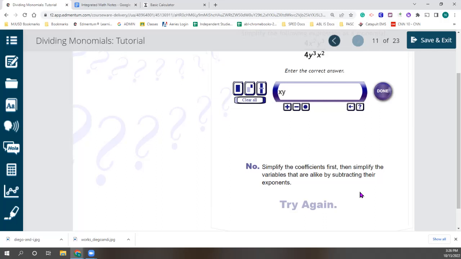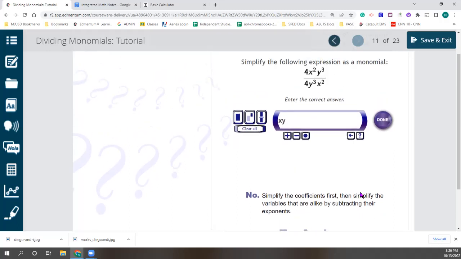Oh, no, simplify the coefficients first. Okay, I thought I did that. The variables that are alike by subtracting their exponents. I thought I did that. Maybe I have to do it on paper and match them all up. So 4x squared y3 divided by 4y3x squared. The 4 divided by the 4 equals 1. X squared minus x squared, 2 minus 2 is 0. So maybe the x cancels out and I don't even write an x. And then the same thing would happen with the y. So maybe the answer is just 1.